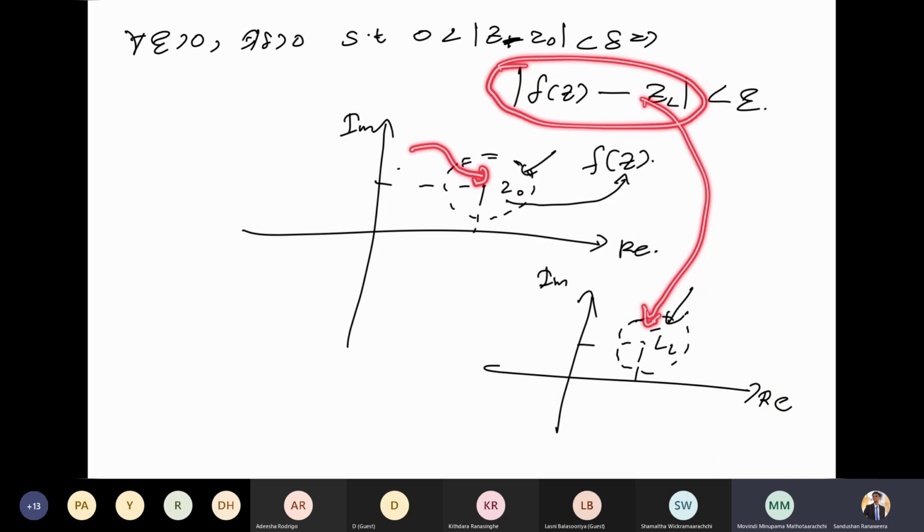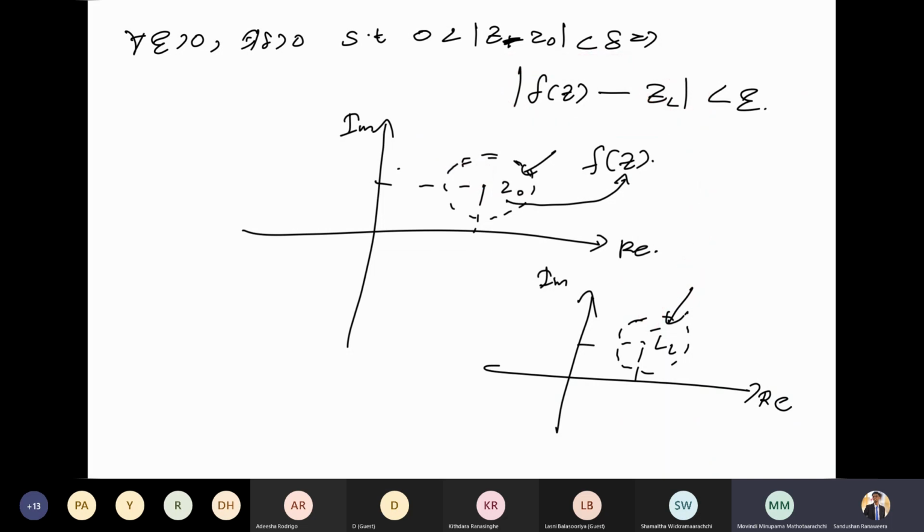It means if we can define a neighborhood around this Z naught within a delta radius, then if you take any Z value and plug it into my function, the function value should reside in my epsilon neighborhood. That's the main idea. Actually, proving these types of limits and evaluating them is very difficult. So we are not going to do that.